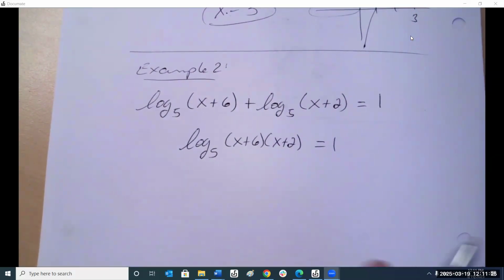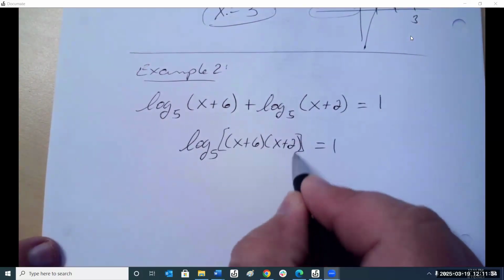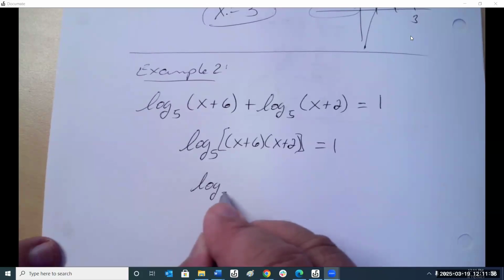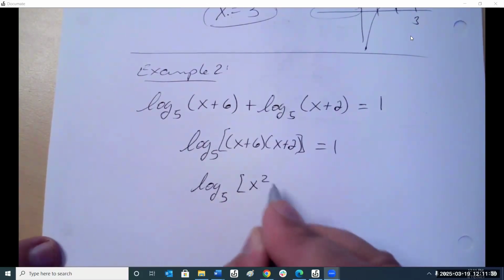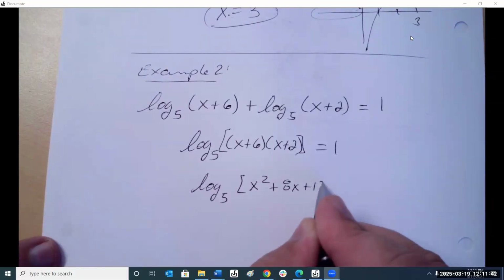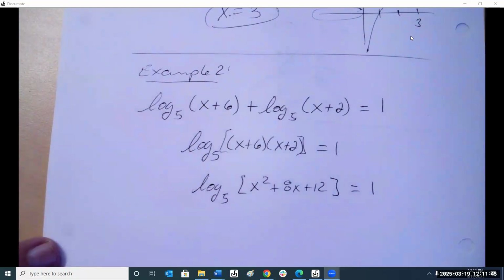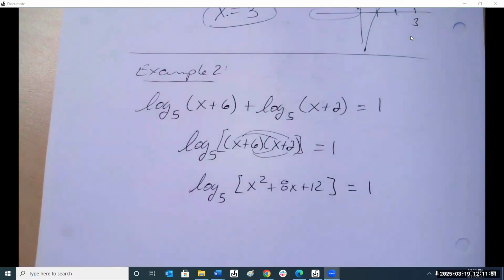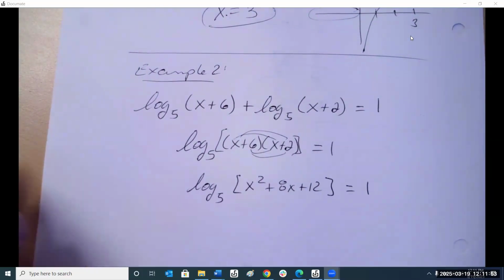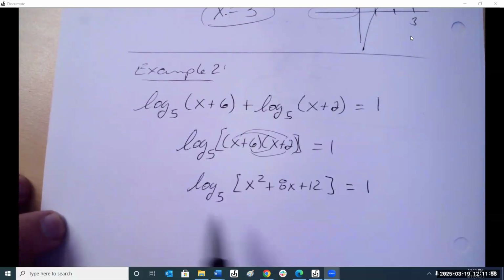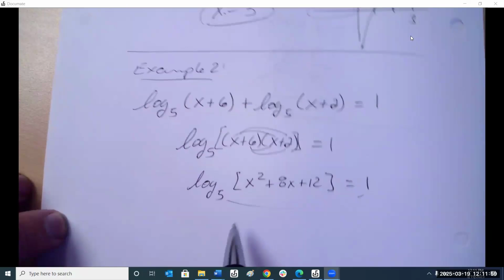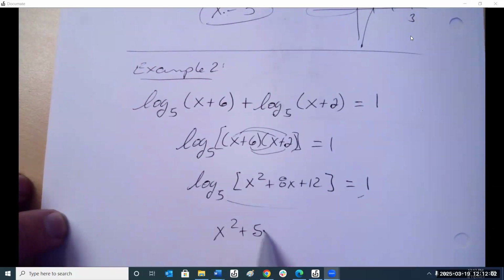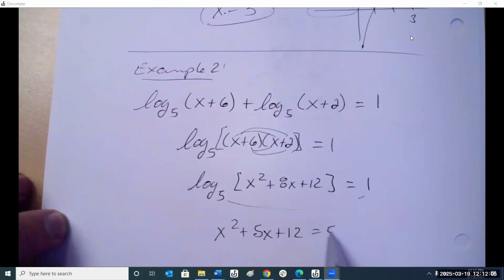What do you do next? We can multiply these two together, which will give us x squared plus 8x plus 12, doing x times x, x times 2, 6 times x. Now we have to get rid of the log. How? Right, so we have x squared plus 8x plus 12 equals 5 to the power of 1.